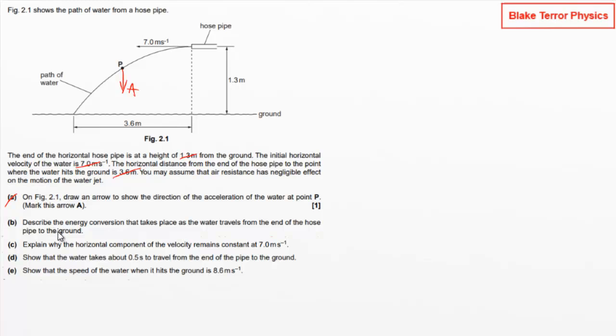Describe the energy conversion that takes place as the water travels from the end of the hose pipe to the ground. So we've got gravitational potential energy into kinetic energy. That's what's going on there.